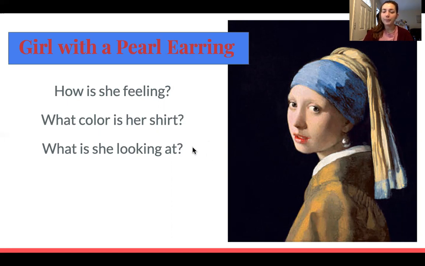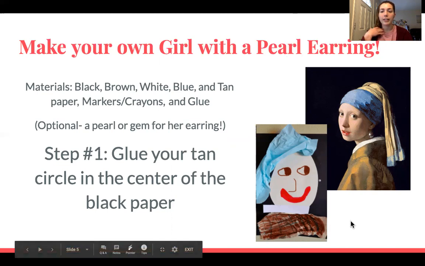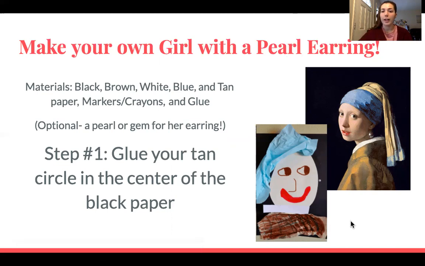But for our project today, we are going to make our own reproduction, our own version of the Girl with a Pearl Earring. So here in our picture, we have the original Vermeer painting, and then here is an example of our own idea of what it's going to be.